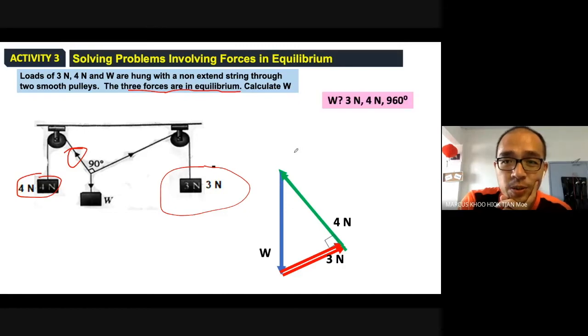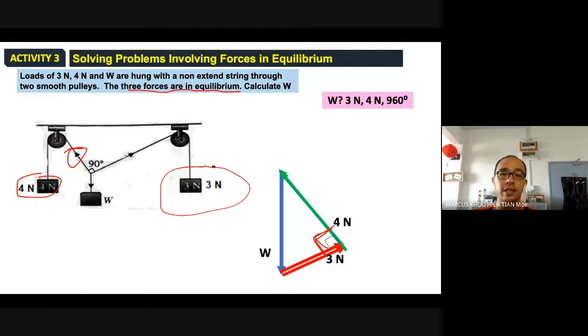Ooh, okay. What is this? 960 degrees. Wow. No. Okay, that's interesting. So the 90 degrees actually is here. Really? Yeah. Okay, let me see. Hold on. Oh yeah. Okay lah. Yeah, the 90 degrees is actually here because if this is 90 degrees, right?